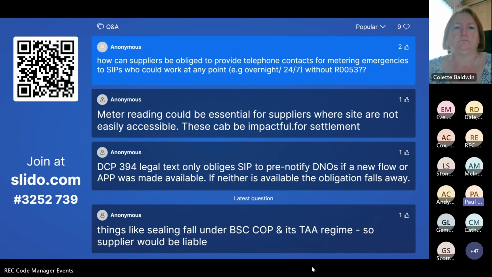But yeah, we do need the industry to get together and try and find a way around this somehow, and R53 provides that opportunity. That was all.